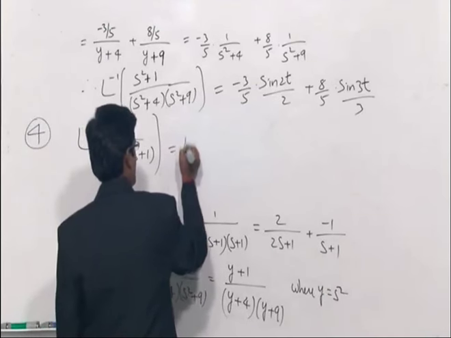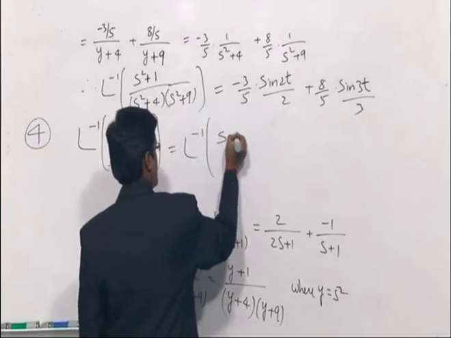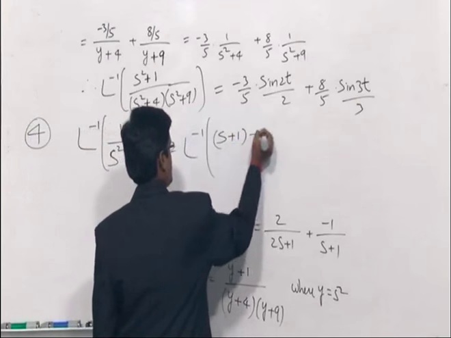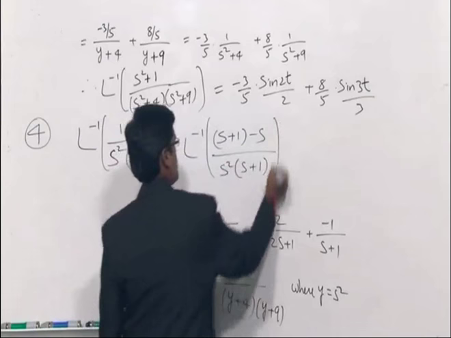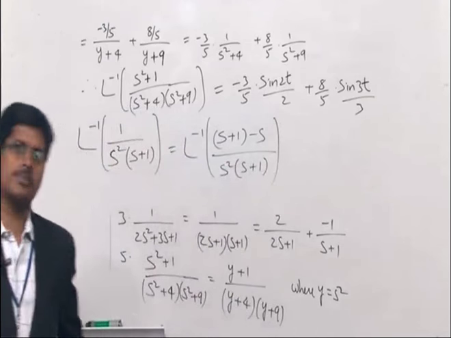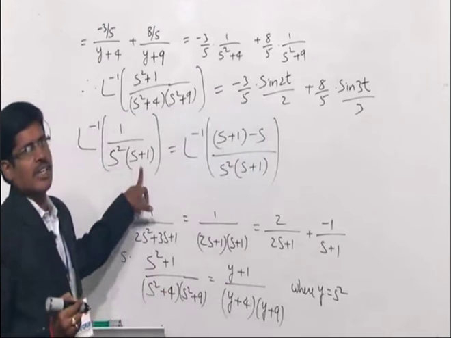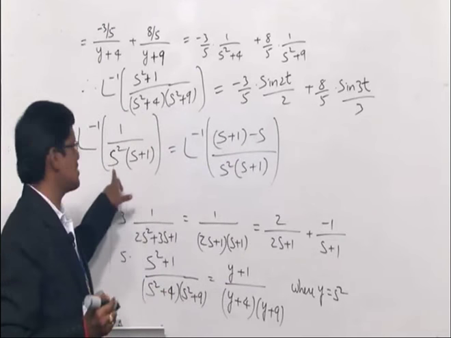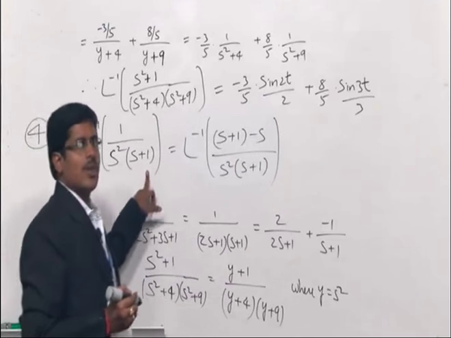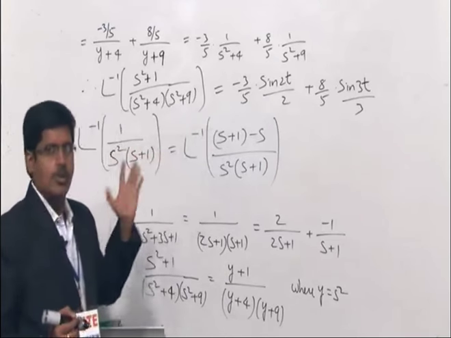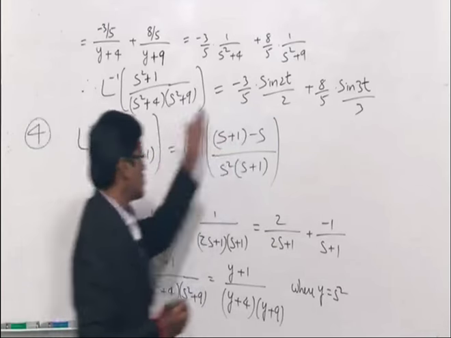Now just see what I am doing. The numerator 1 can be written as s plus 1 minus s square into s plus 1. That means what I have done, adding s and subtracting s, because here just observe, this is s square factor, this is s plus 1. Which factor containing more terms? This is 2 terms, this is 1 term. So in such a case, try to get that same factor in the numerator if possible. Okay, that means that is possible.